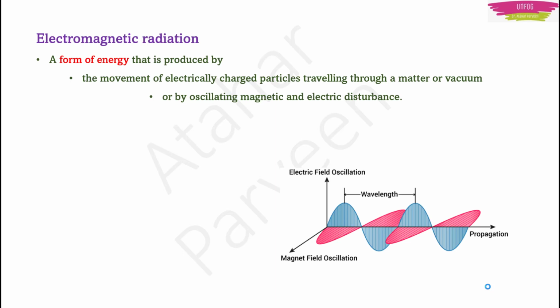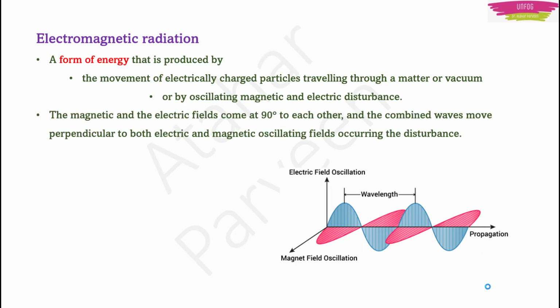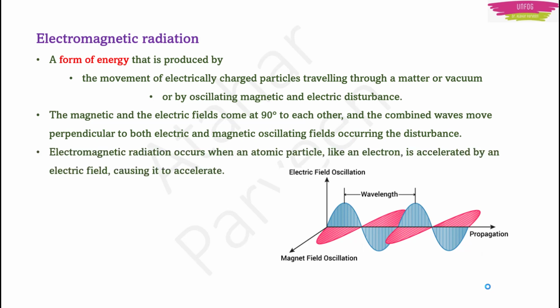You can see this picture. This is the best picture which portrays the electromagnetic radiation. Here you can see that there are two types of disturbances. One is the electric field, the other is the magnetic field. Now these magnetic and electric fields come at 90 degrees to each other. They combine together, they move together, but they are perpendicular to each other. Okay. Now how does this electromagnetic radiation occur? It occurs when an atomic particle like an electron is accelerated by an electric field. That's what I told you, right? If it jumps from one orbit to another, then it gives you electromagnetic radiation.